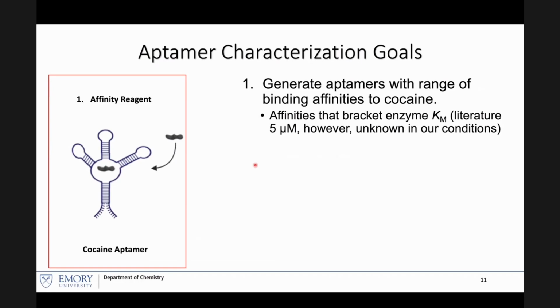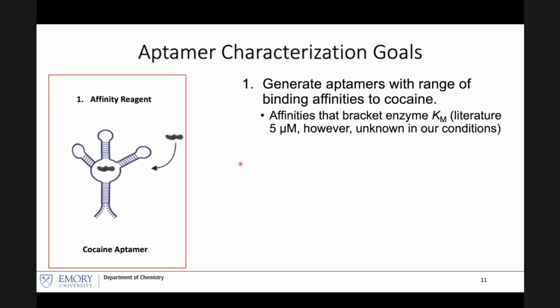And we also want aptamers with a higher affinity, and then also aptamers that have an affinity that matches the enzyme, because we want to see to what degree we can drive our Km down. So if we have an aptamer that binds much better than the enzyme, the cocaine won't ever get to the enzyme, right? So our Km probably won't change much.